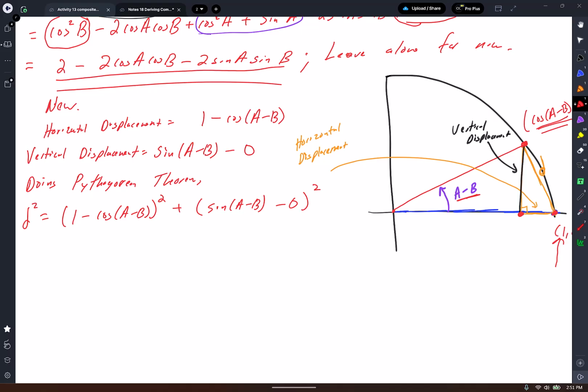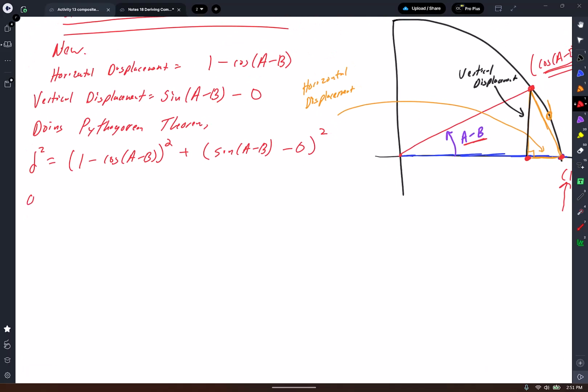All right, here we go. I'm just doing algebra. I'm squaring this. What's 1 times 1? 1. 1 times cosine A minus B, cosine A minus B. But how many of them am I going to have? So minus 2 cosine A minus B. Close it. Negative cosine A minus B times negative cosine A minus B, plus cosine squared of A minus B. And then the last one here, sine A minus B minus 0 is just sine A minus B. So when I square it, I'm just going to have plus sine squared of A minus B.